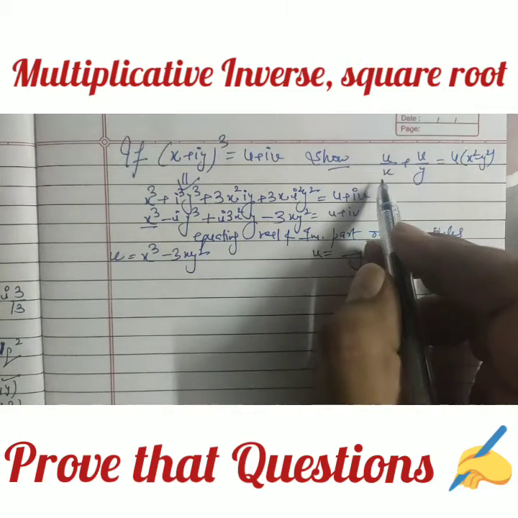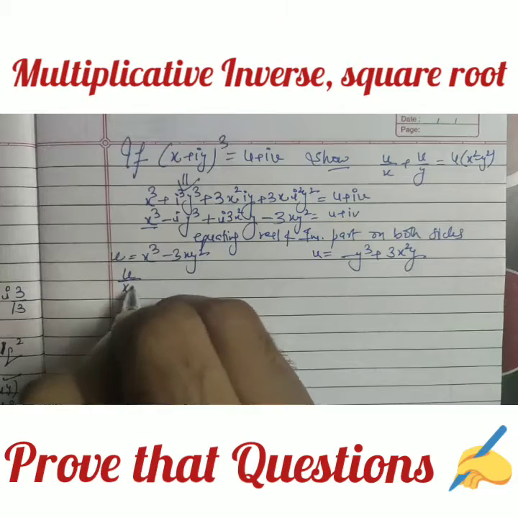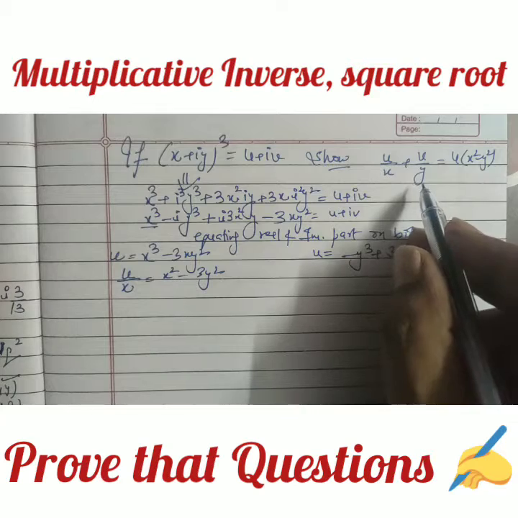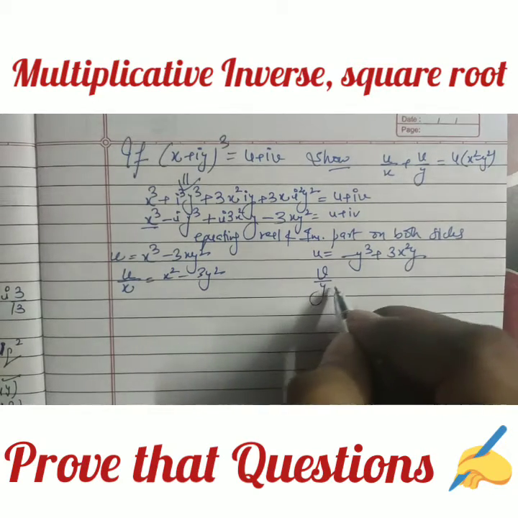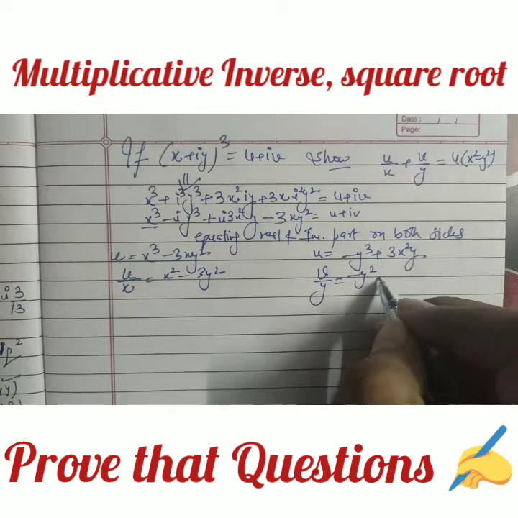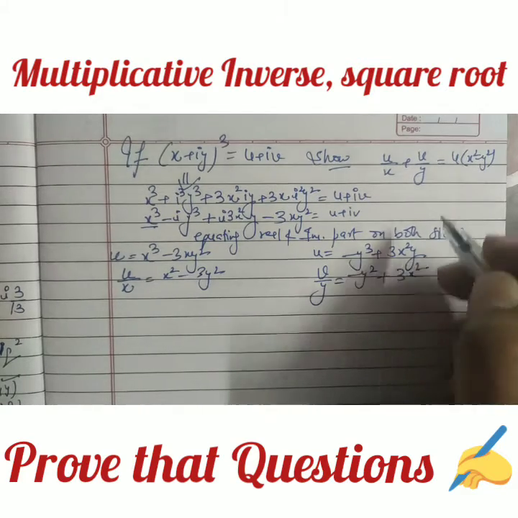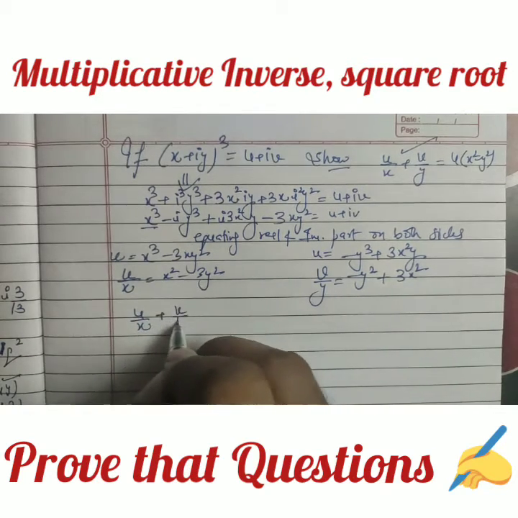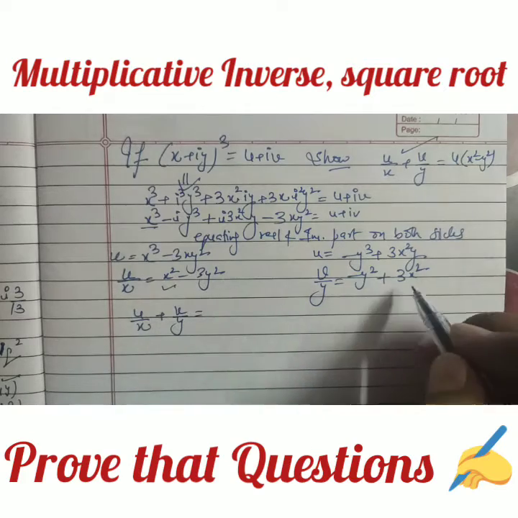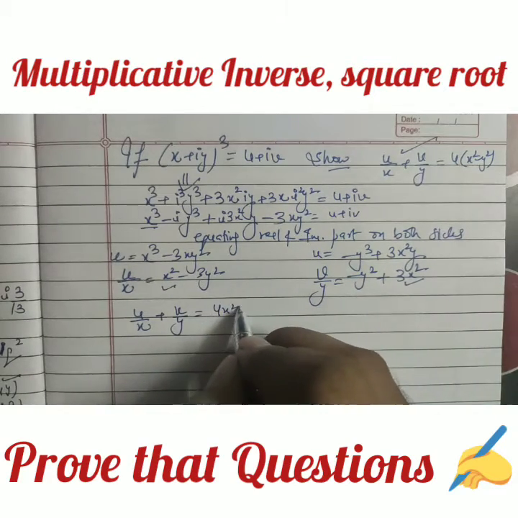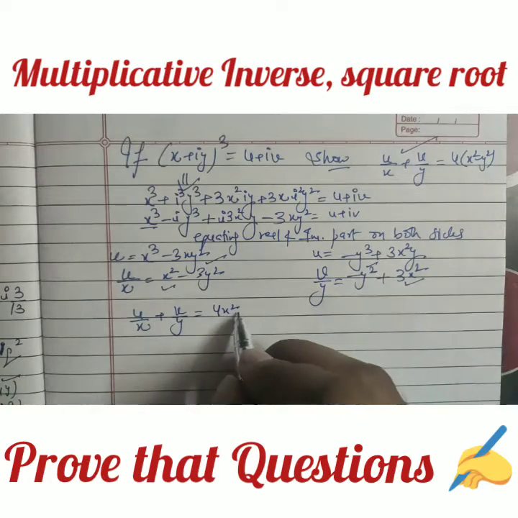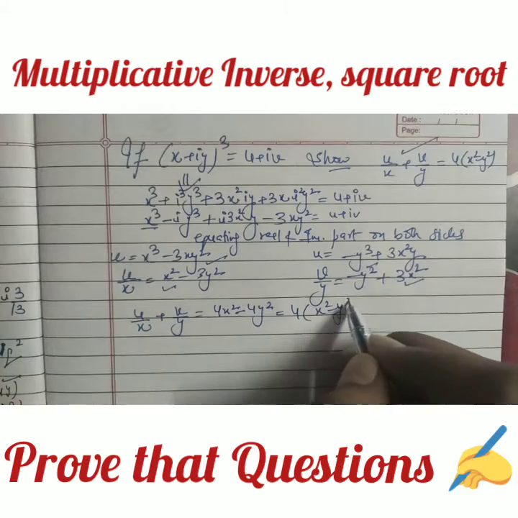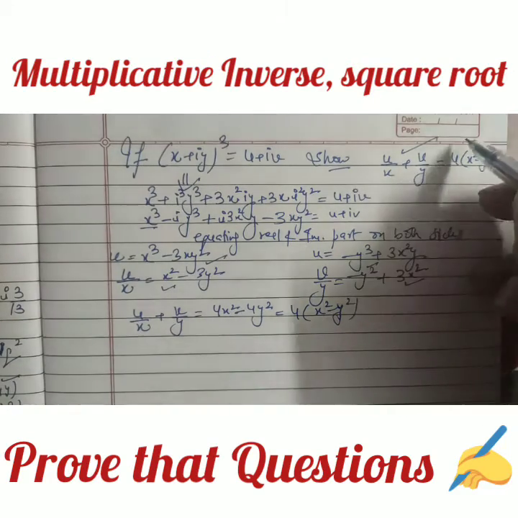We need u by x, so divide by x throughout, we get x square minus 3y square. For v by y, divide by y, we get v by y equal to 3x square minus y square. According to need, we add them. On adding, we get u by x plus v by y equal to x square 1 time plus 3 times, total 4 times, and y square minus 3 times minus 1 time, total minus 4 times. 4 is common, leaving 4 times (x square minus y square), same as the requirement of the proof.